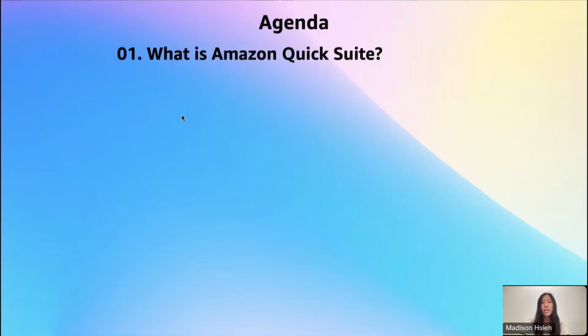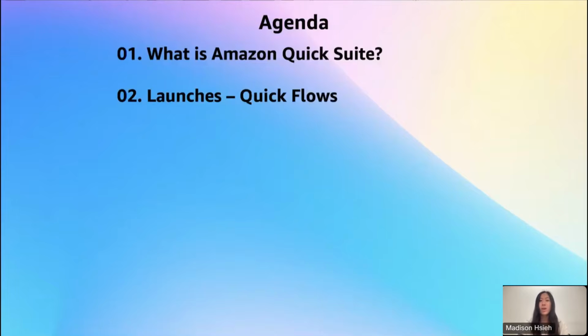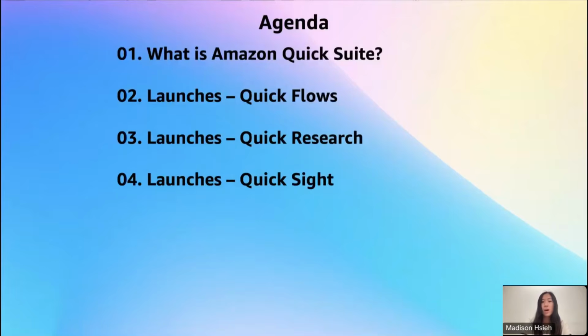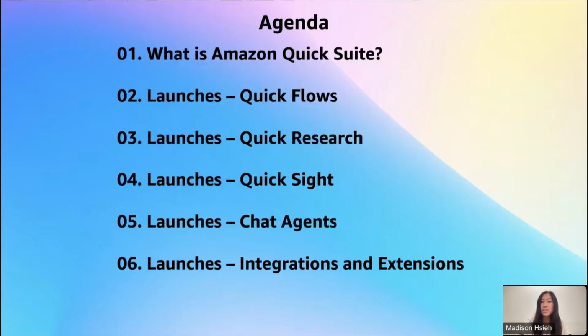All right. So here is our agenda quickly. I'm just going to overview, for people who are new, what is Amazon QuickSight? So we'll briefly cover that, and then we'll go into all of the major features and what they launched. So the first one I'll do is Quick Flows. Then I'll do Quick Research. We'll cover the launches in QuickSight, the launches in chat agents, and then we'll cover the launches for integrations and extensions with Amazon QuickSight.